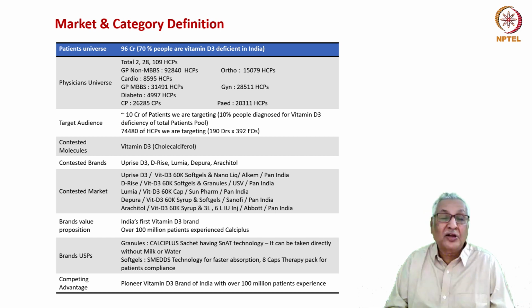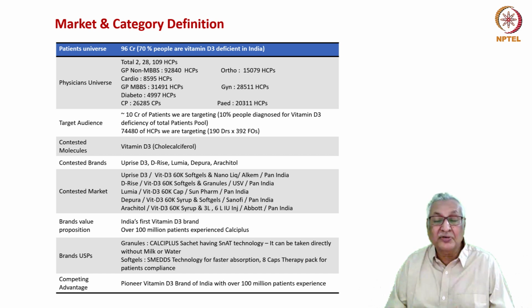And what is my brand value proposition? I am the first vitamin D3 brand in the country. Over 100 million patients experienced Calci Plus. And what is the USP? It is available in granules form with the most modern SN80 technology, and it can be taken directly without milk or water. It also has, through soft gels, SMEDS technology for fast absorption, 8 caps therapy pack for patient compliance.